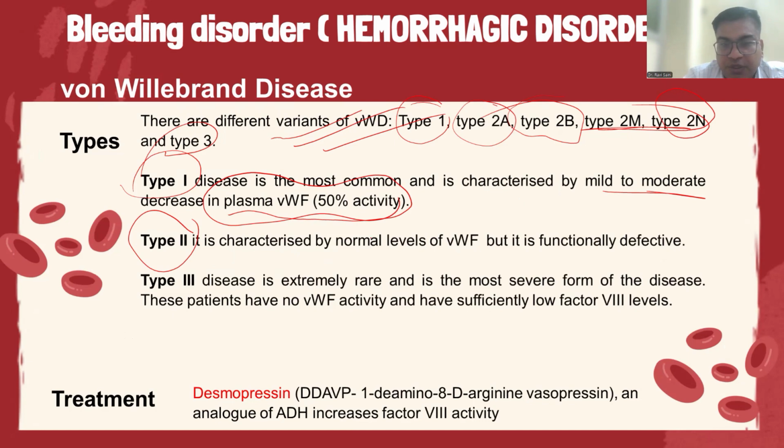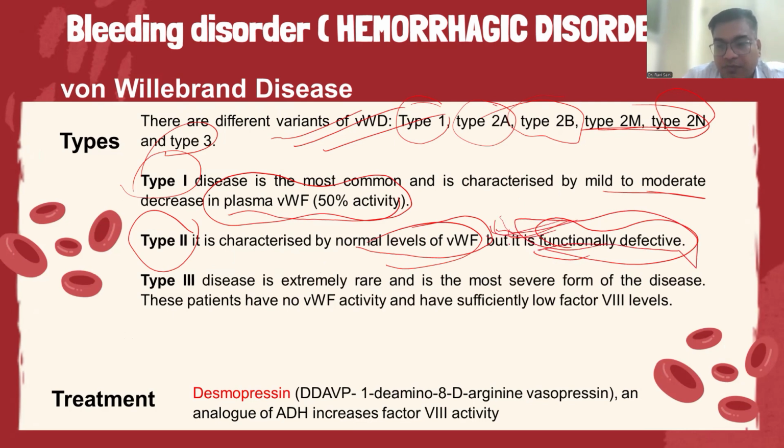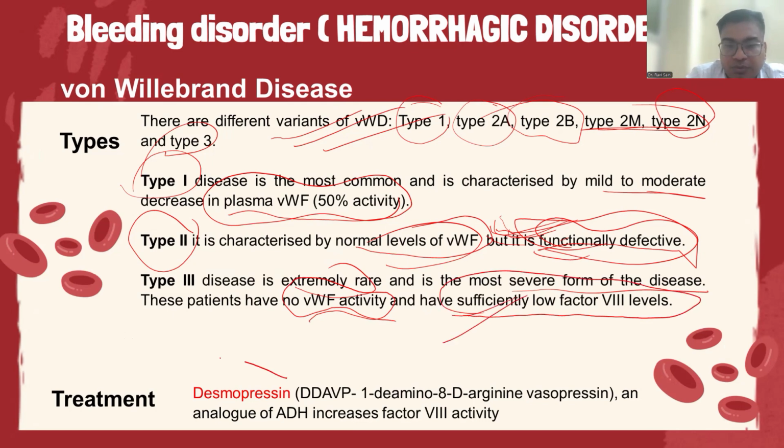Type 2 is characterized by normal levels of von Willebrand factor, but it is functionally defective. So concentration is normal, but they are not physiologically or functionally active. Type 3 disease is extremely rare and is the most severe form of the disease. These patients have no von Willebrand factor activity and have sufficiently low factor 8 levels. Treatment could be desmopressin, which acts as an analog of ADH and increases the factor 8 activity.